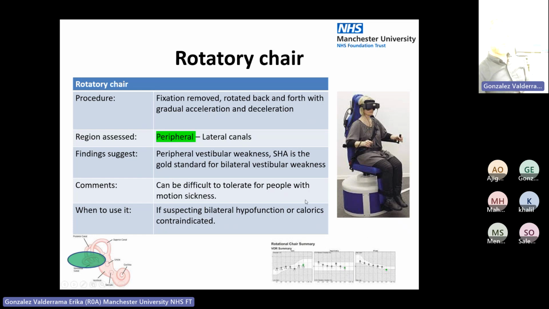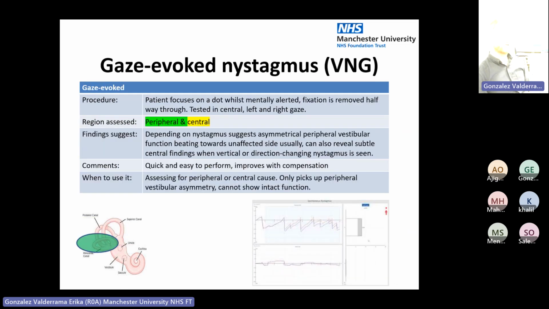So we do this if we suspect bilateral hypofunction, or if we can't get a caloric on them. And we do it for kids as well. Kids like this, and they sit on their mum's knee or dad's knee, and they happily wear the goggles.